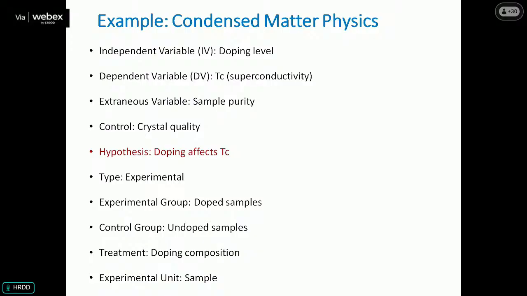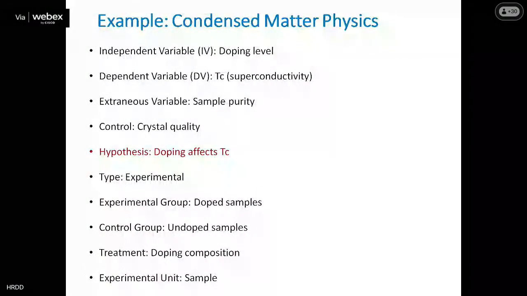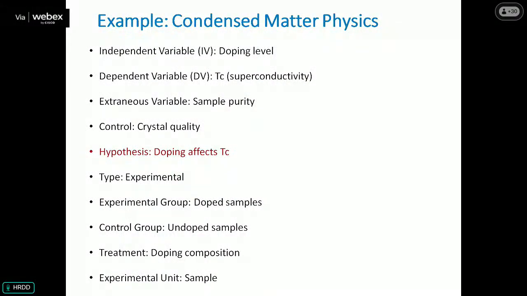Okay, and there are two groups. In the experimental group you are giving a treatment, doping of varied concentration. At the copper site, you are doping cobalt: 1%, 2%, 3%, 4%, 5%. What is the effect on TC? Whether it is changing or not. So here you are giving a treatment, that is, you are changing the concentration of the dopant, and you are getting the dependent variable.